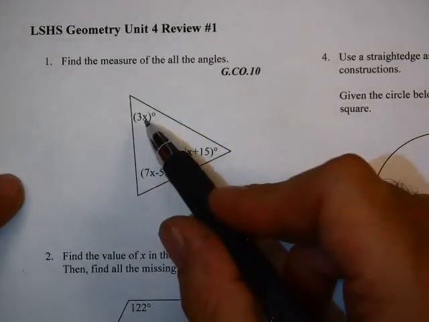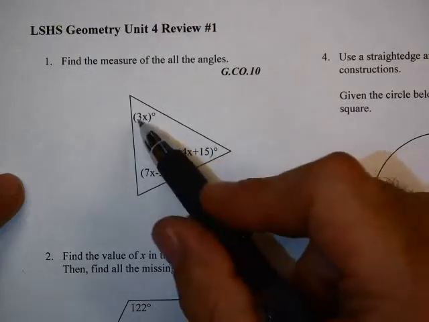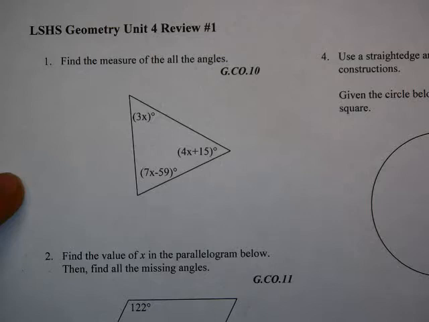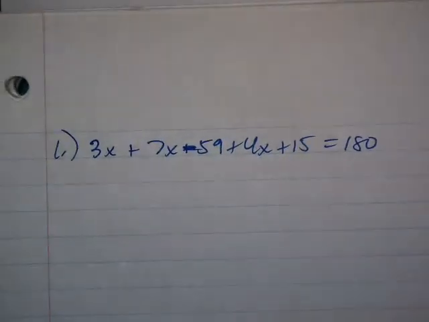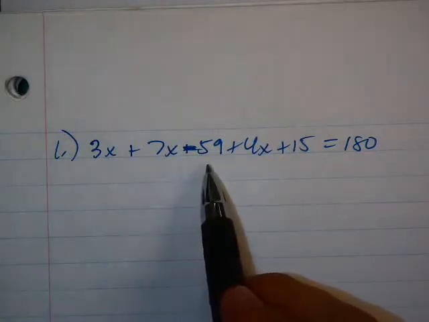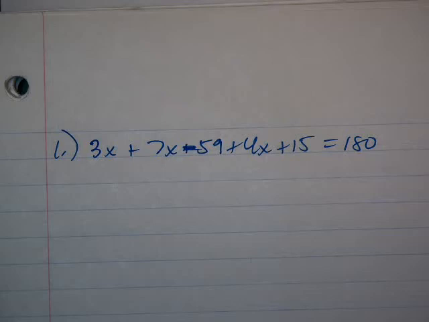Now remember, with the triangle, when you're dealing with the angles, the three angles in the triangle always add up to 180 degrees. That's triangle sum theorem. So I've taken this piece of paper and written out that equation. There's the first angle, 3x. The second angle, 7x minus 59, and then the third angle, 4x plus 15.